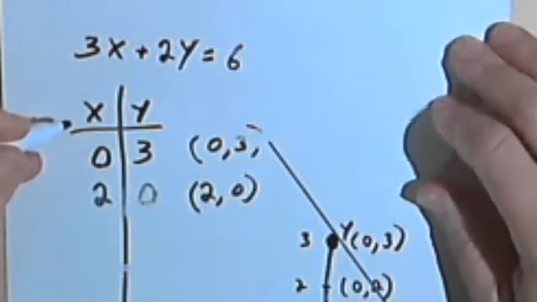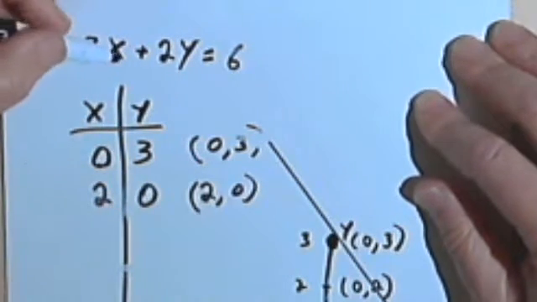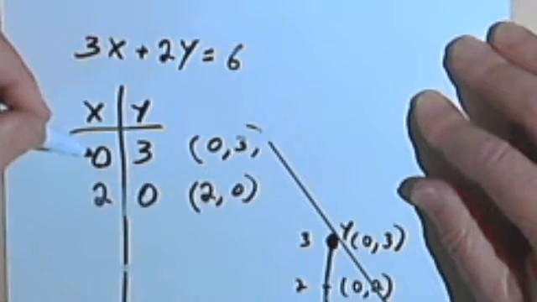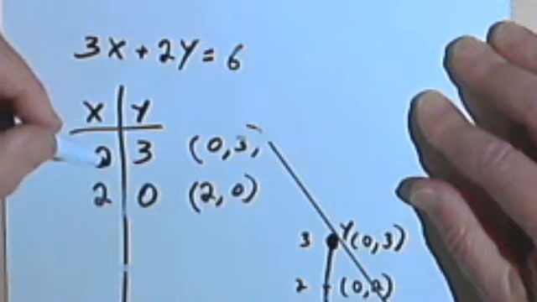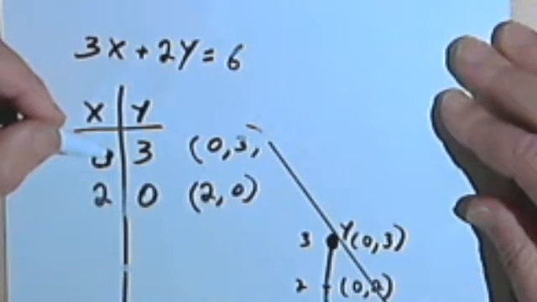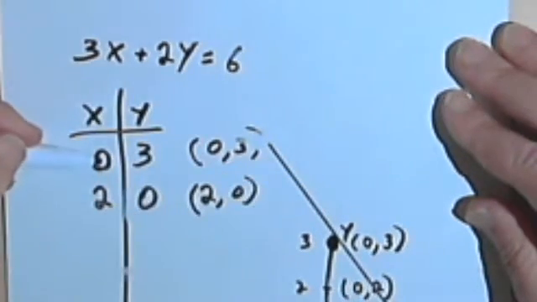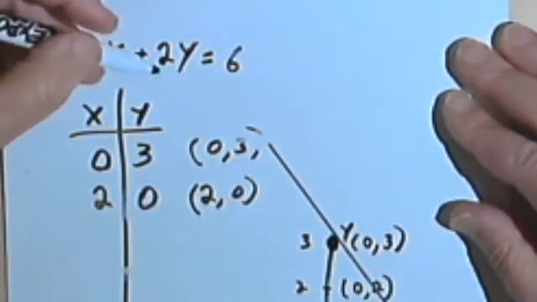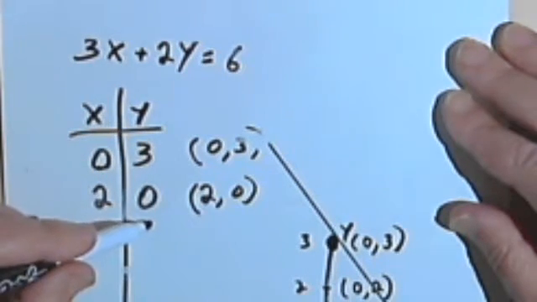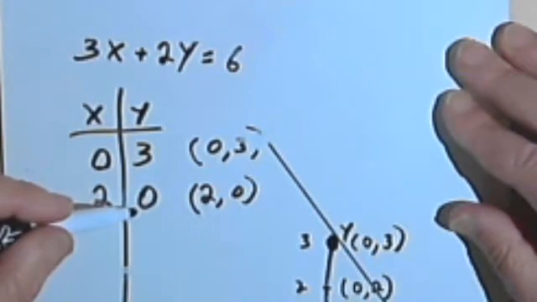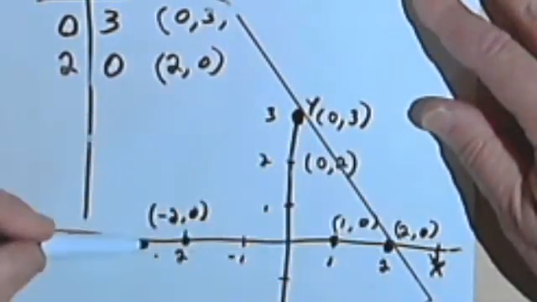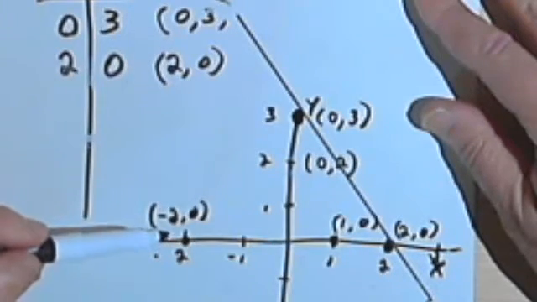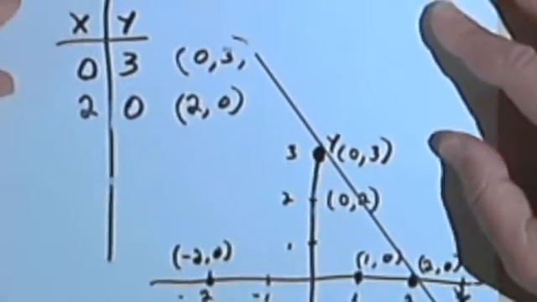So here's the thing to realize. When we replace the x with a 0, what you get by solving the equation is the y-intercept, because the y-intercept happens somewhere where x is 0. When you replace the y with a 0 over here, you get the x-intercept, because the x-intercept happens somewhere along the x-axis where y is 0. And that's all you need to remember.